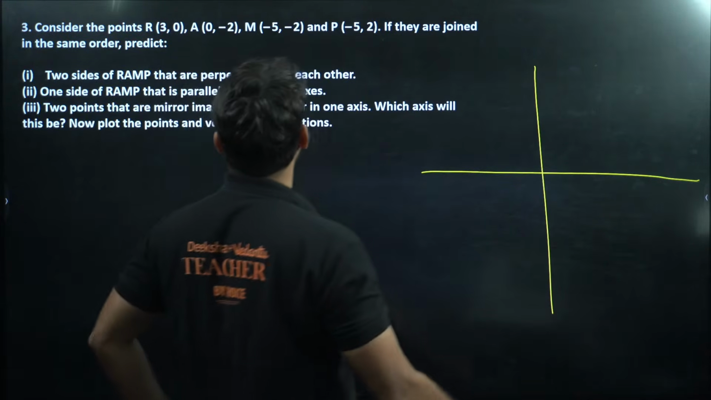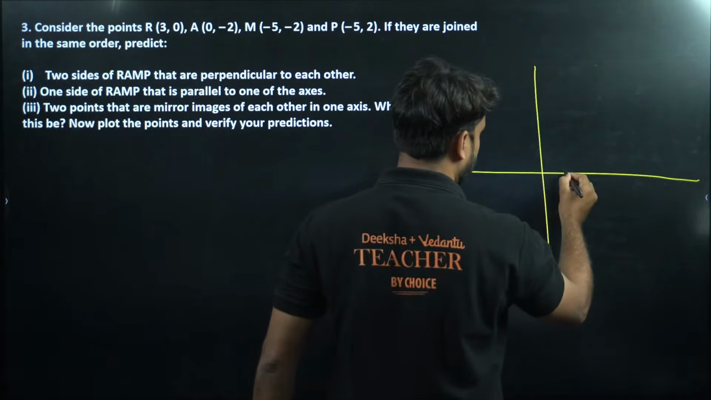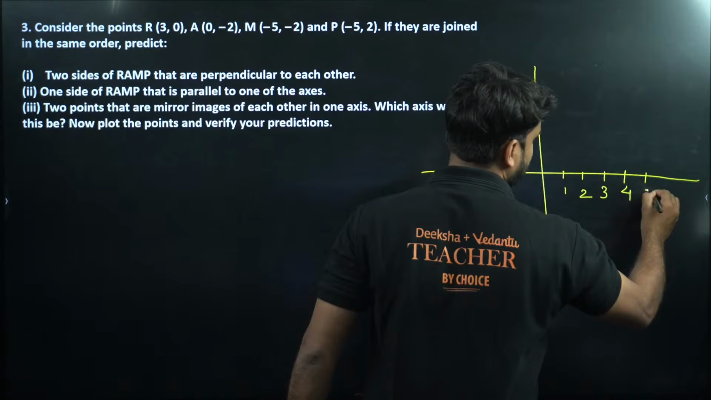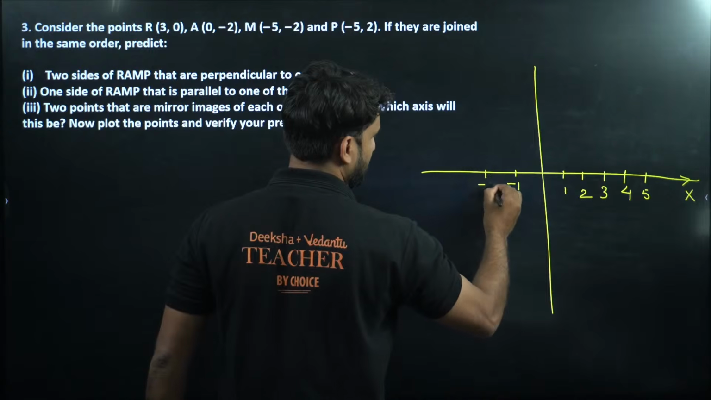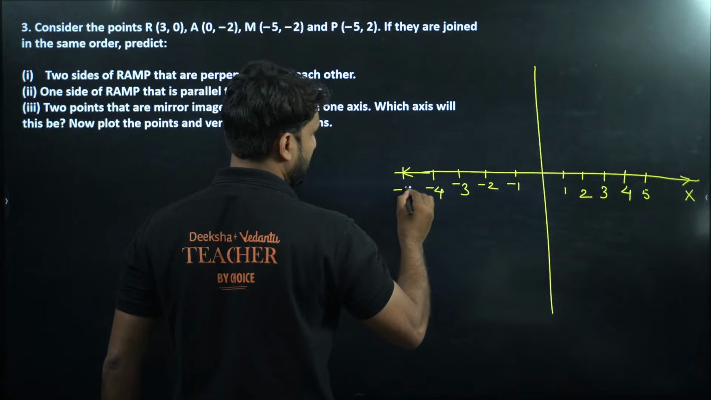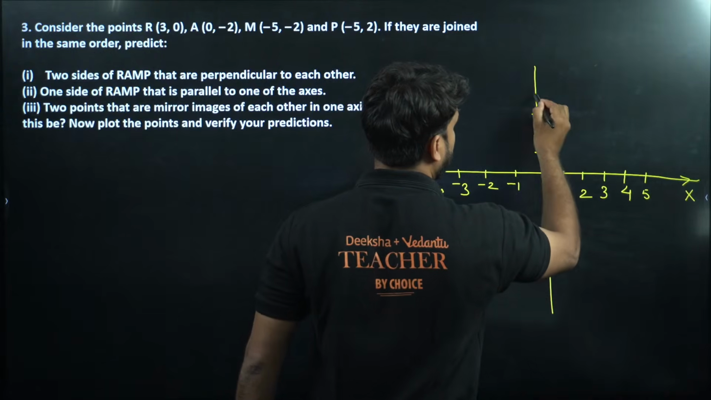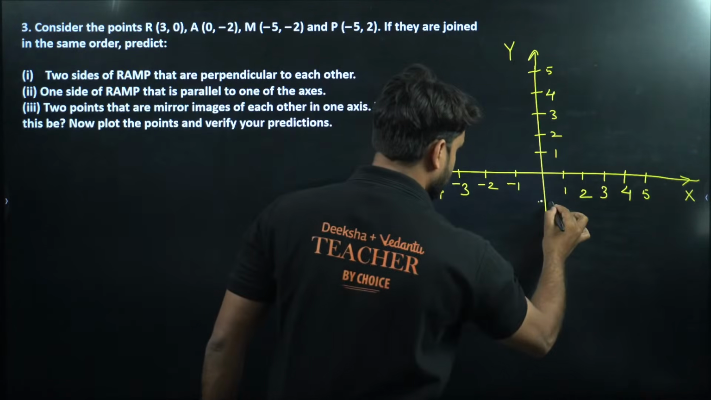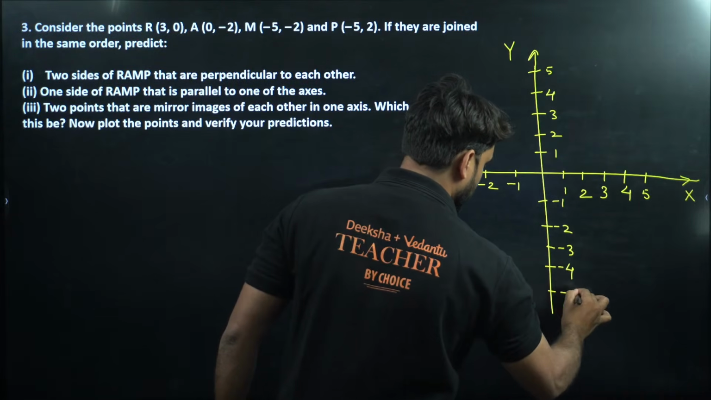Okay, mark the coordinates. So the smallest number is -2, so we can take the unit 1, 2, 3, 4, and this is 5. And this is the x-axis, right? And here is -1, -2, -3, -4, and this is -5. Here will be 1, 2, 3, 4, and this is 5. This is the y-axis, and here is -1, -2, -3, -4, -5.